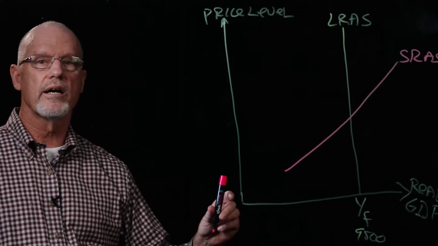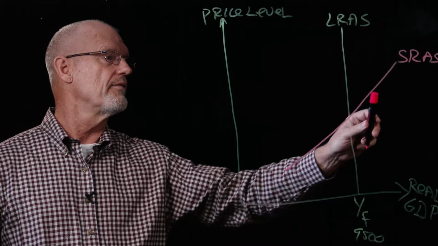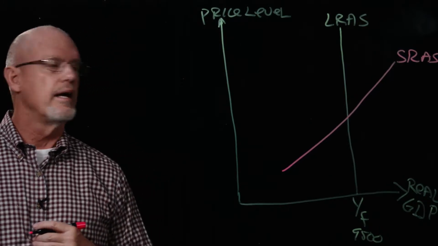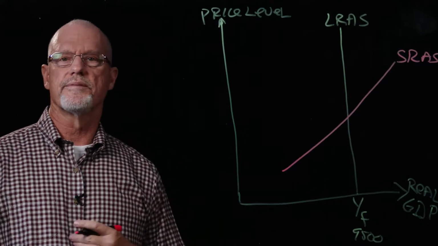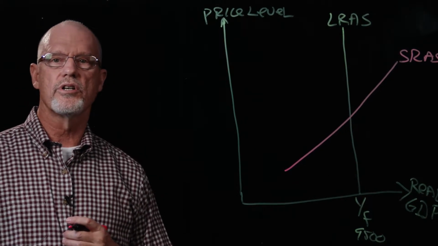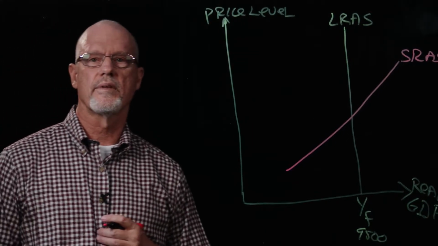Can the aggregate supply curve cross the full employment level and be more than full employment, as I have it here in the picture? The answer is yes, it can, as the nation's factories and workers go on overtime.